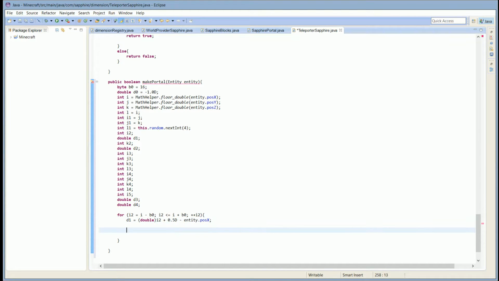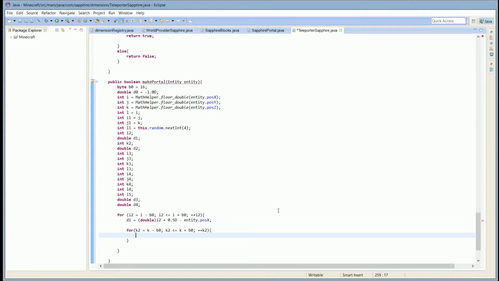Okay? So then we're going to have another for loop inside of this for loop. And it's going to be k2 is going to equal k minus byte 1. Okay? And then k2 is less than or equal to k plus byte 0. And then plus plus k2.